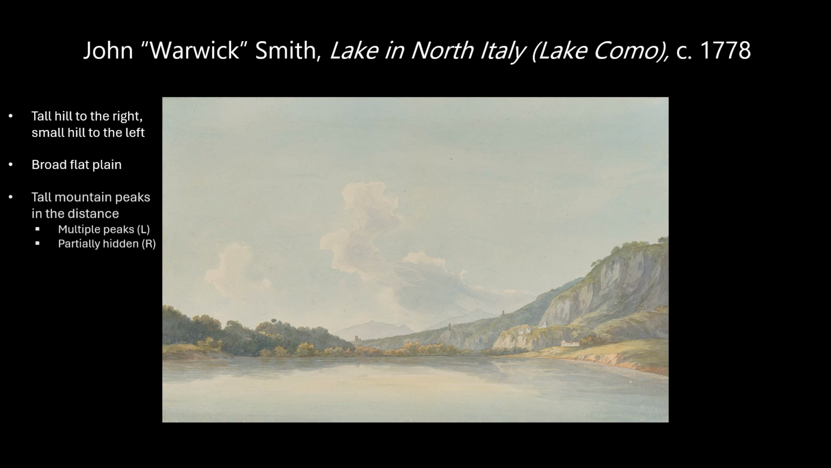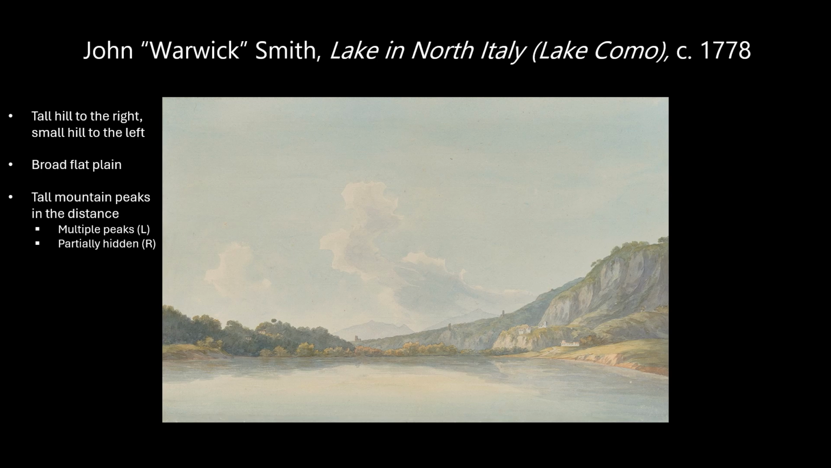And in the distance I see two mountain peaks. The peak on the left seems to have actually multiple peaks, at least two I can see. And then the one on the right may have just a single peak, but is also partially blocked by the hill. Now we're going to use this very brief and simple description to help us to determine whether or not this landscape that we see in this watercolor is of Lake Como.